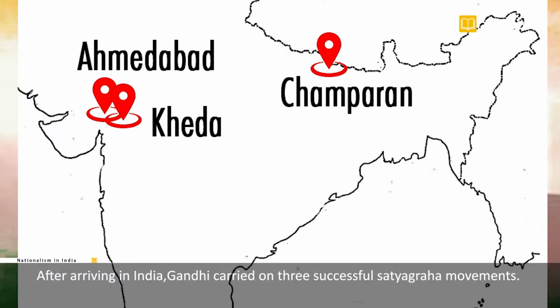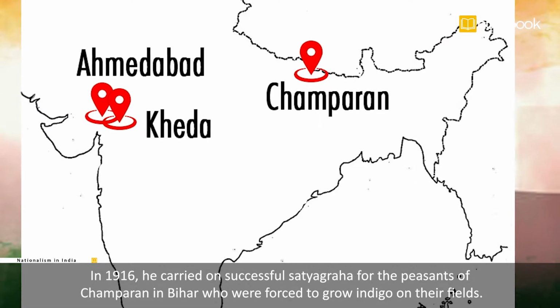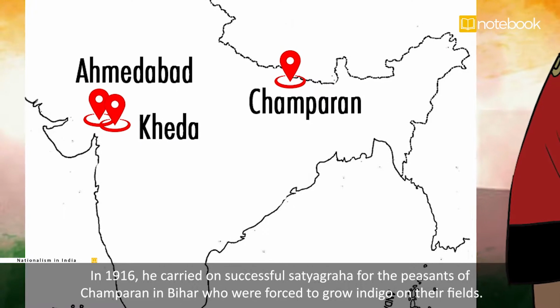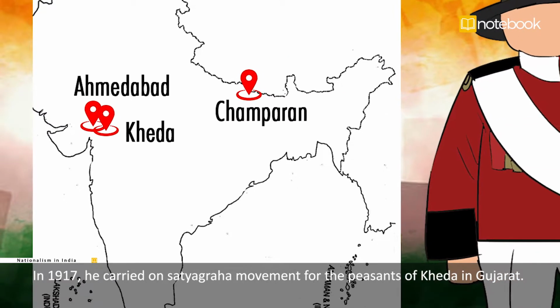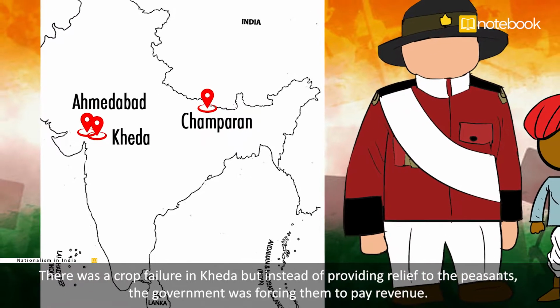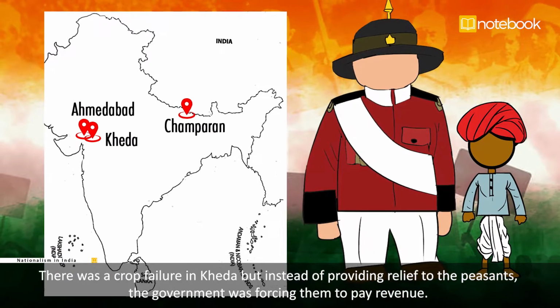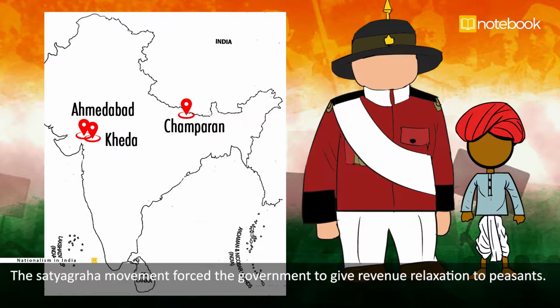After arriving in India, Gandhi carried on 3 successful Satyagraha movements. In 1916, he carried on successful Satyagraha for the peasants of Champaran in Bihar who were forced to grow indigo on their fields. In 1917, he carried on Satyagraha movement for the peasants of Kheda in Gujarat. There was a crop failure in Kheda, but instead of providing relief to the peasants, the government was forcing them to pay revenue. The Satyagraha movement forced the government to give revenue relaxation to peasants.